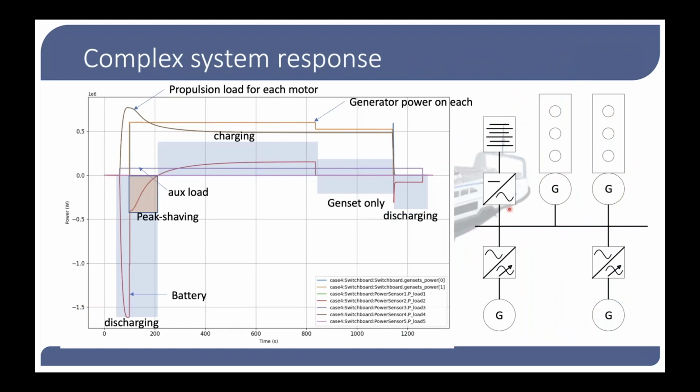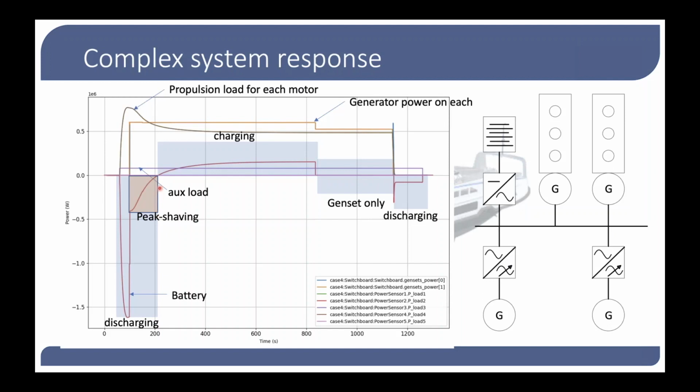Let's take a look at a specific example. This plot comes from one of our simulations. Here you see that the battery is responsible for the propulsion and auxiliary load in the beginning until the gensets are ready for providing power. In addition, there is a short power rush to accelerate the vessel, so peak shaving is happening.